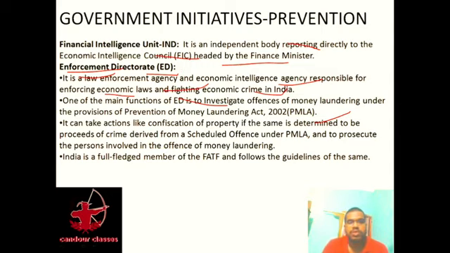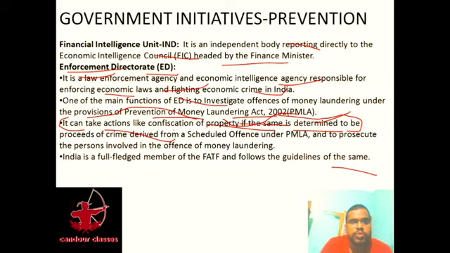Okay, this Enforcement Directorate basically looks after economic crimes in India. One of the main functions of ED is to investigate offences of money laundering under the provisions of the Prevention of Money Laundering Act, PMLA 2002, which was further amended in 2012. It can take actions like confiscation of property if the same is determined, like Vijay Mallya's property was seized, once he left the country.